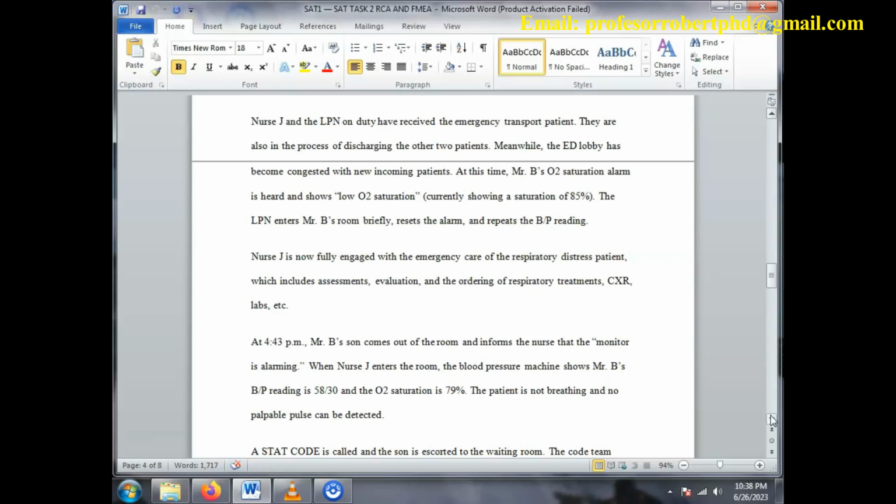At this time, Mr. B's O2 saturation alarm is heard and shows low O2 saturation, currently showing a saturation of 85%. The LPN enters Mr. B's room briefly, resets the alarm, and repeats the BP reading. Nurse J is now fully engaged with the emergency care of the respiratory distress patient, which includes assessments, evaluation, and the ordering of respiratory treatments, CXR, labs, etc.